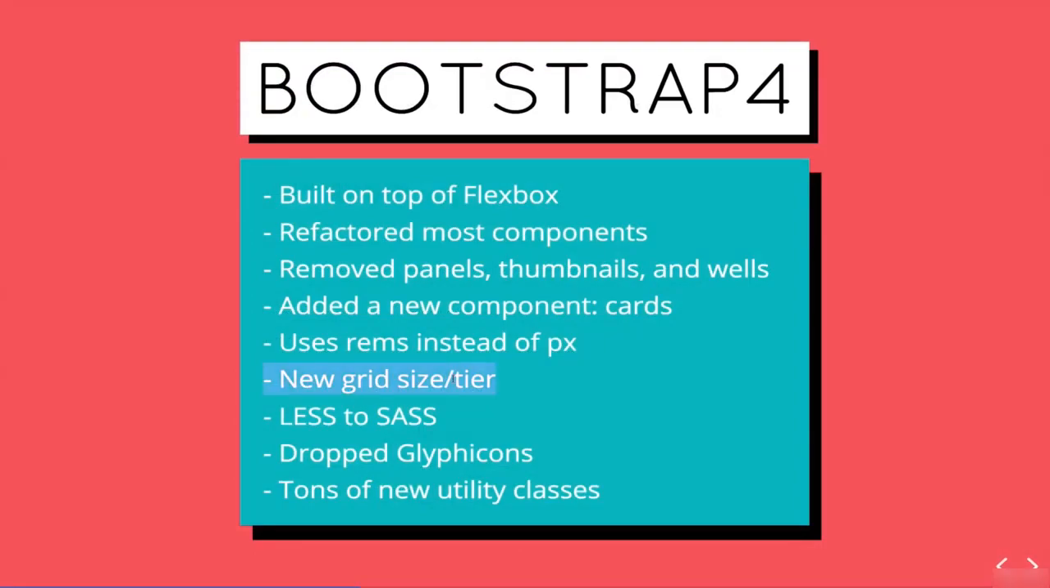Next up, there's a new grid size, a new tier. So within Bootstrap, there are different screen sizes, different breakpoints that everything sort of hinges around. And there's been a new extra small size added in for basically portrait mode on your phone. Now, if you know Bootstrap 3, there was an extra small size in Bootstrap 3, but now the extra small has been shifted down further. And there's now extra small, small, medium, large, and extra large. Anyway, getting ahead of myself.